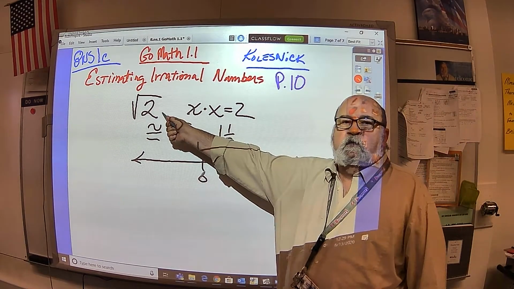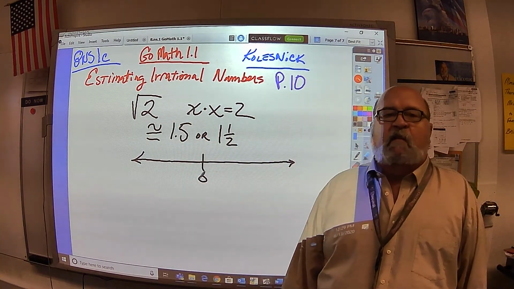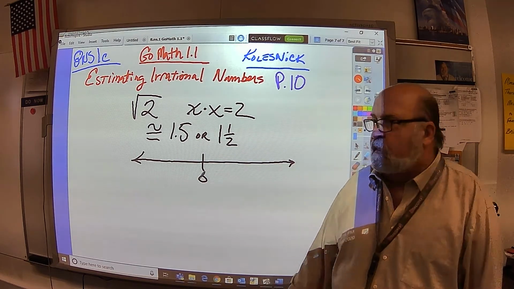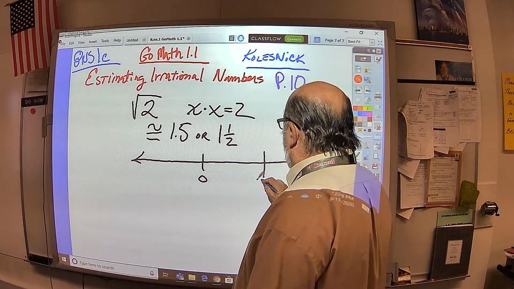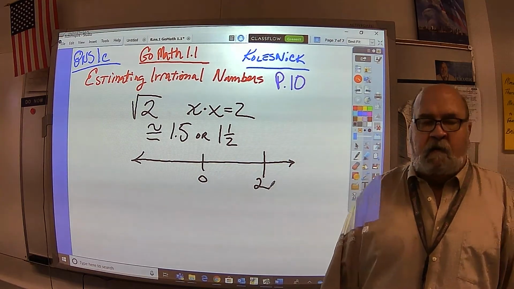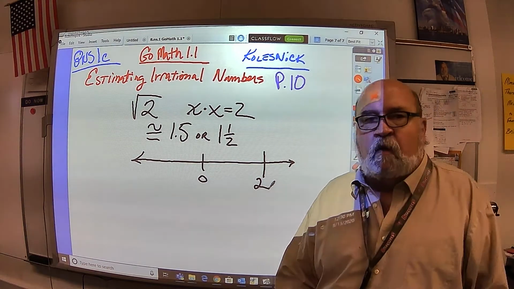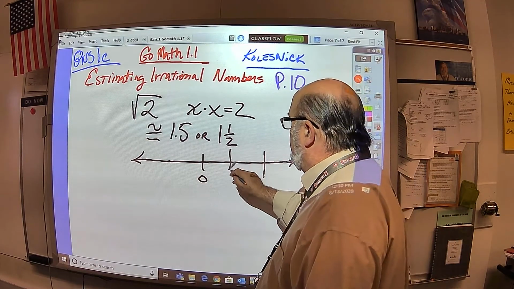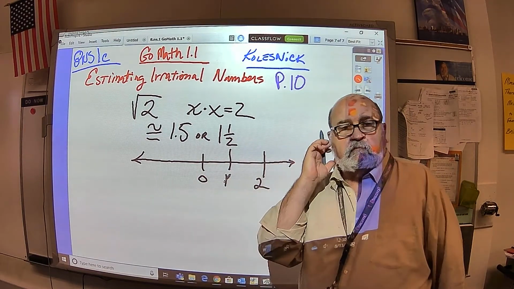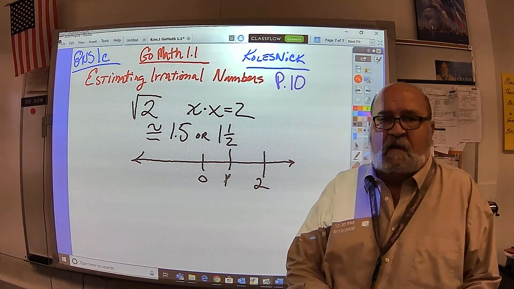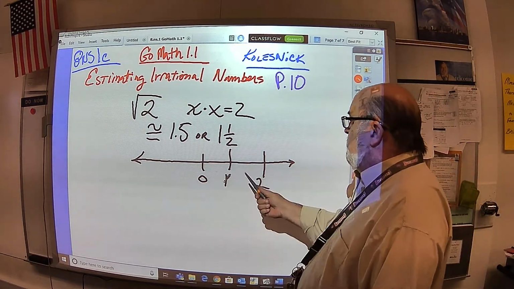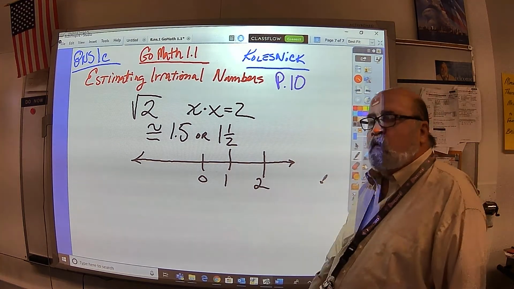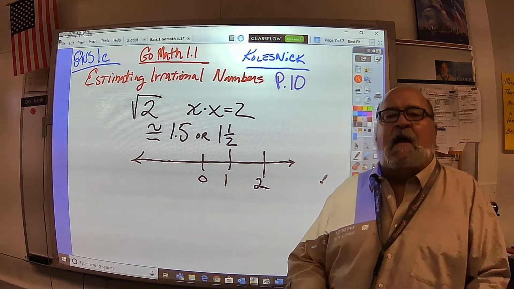I know the square root of 2 has to be less than 2. Because 2 times 2 is 4, right? Think about that for a moment. So I know my number line has to at least go to 2. Fair enough? All right. I also know that the square root of 2 cannot be 1 or 0. All right? Now, we're going to take this a little bit further as we go on. But essentially what I'm saying here is the square root of 2 should be in between 1 and 2.